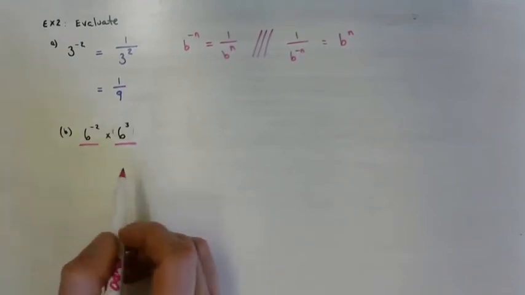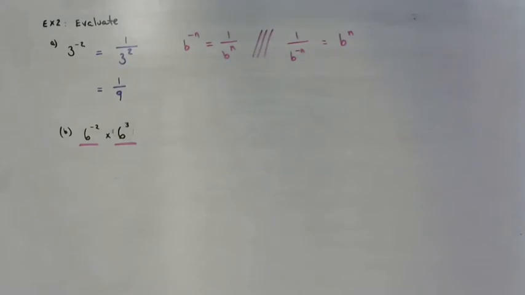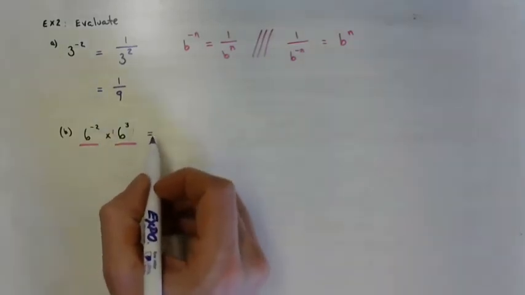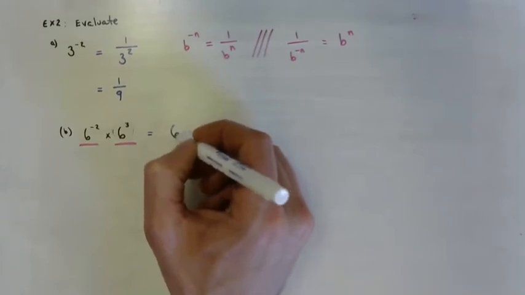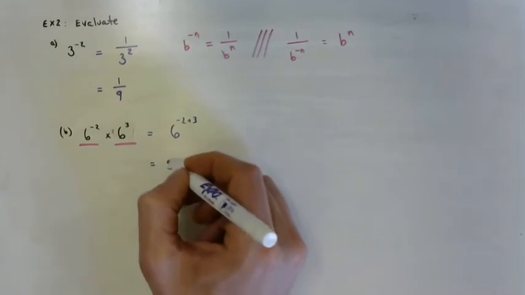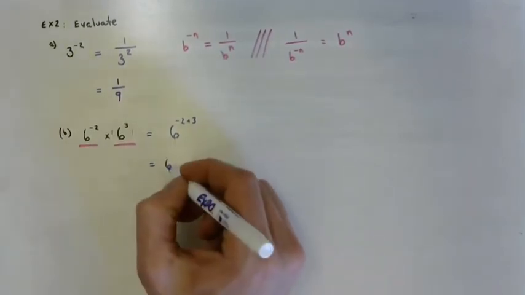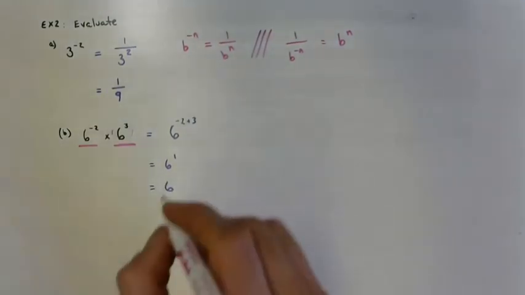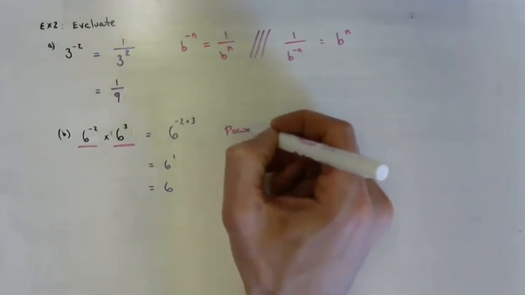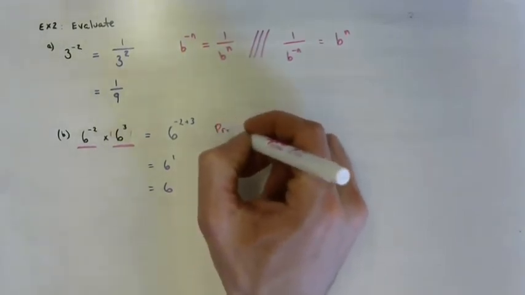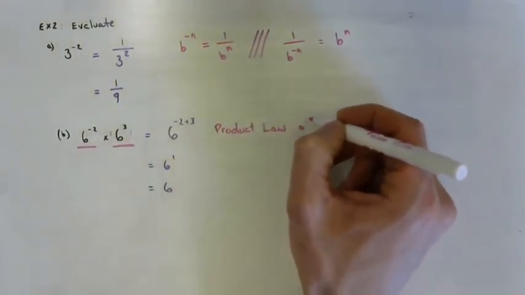What do you notice about those two powers? They were the same. They have the same base. So if they have the same base, you can apply the product law, which says keep the base and add the exponents. Okay? Keep the base, add the exponents. This is the product law of powers.